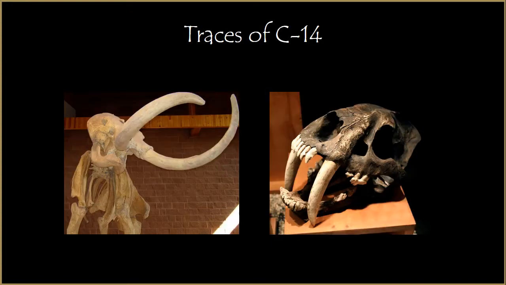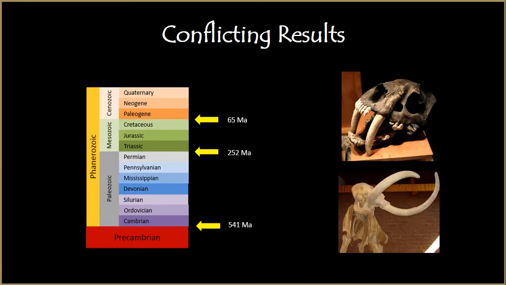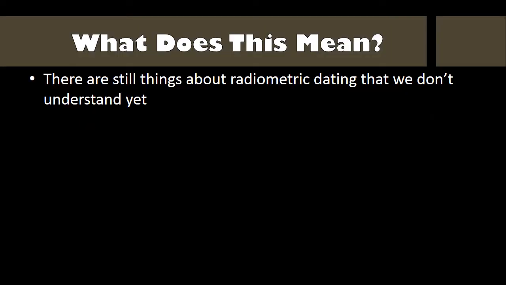Interestingly, even though radiometric dating methods suggest that rock layers of the geologic column are many millions of years old, trace amounts of carbon-14 have been found in fossils from those very same rock layers. If the fossils are really millions of years old, no carbon-14 should be left. In other words, the millions of years calculated for the rock layers conflict with the thousands of years implied by the presence of carbon-14 found in the fossils. This just means that there are still things about radiometric dating that scientists don't understand yet.